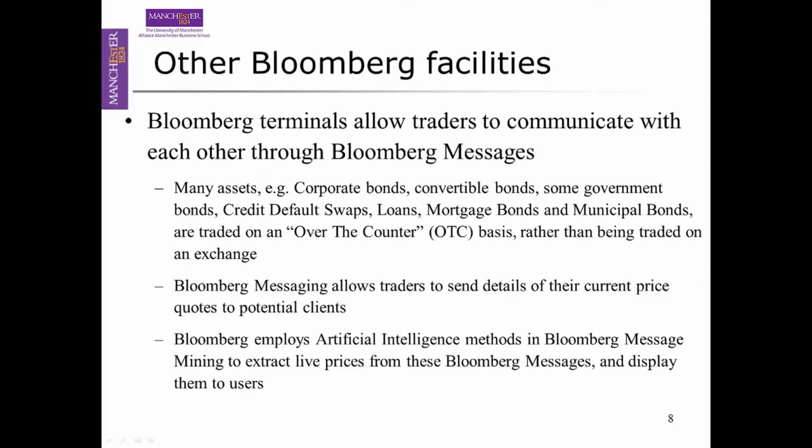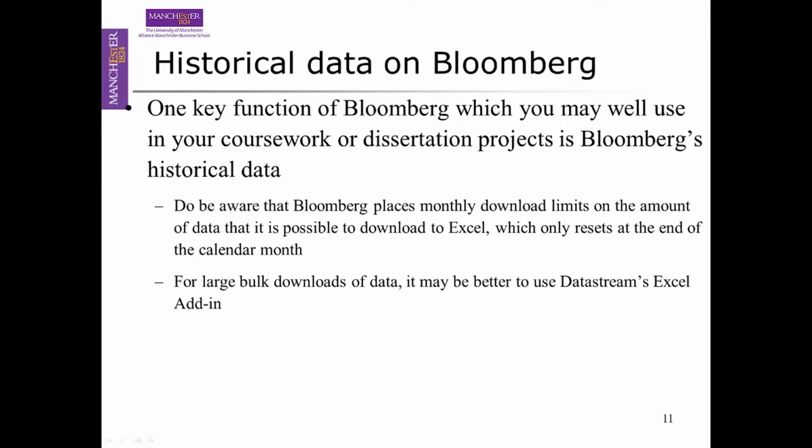Many assets, for instance corporate bonds, convertible bonds, some government bonds, credit default swaps, loans, mortgage bonds and municipal bonds, are traded on an over-the-counter basis rather than being traded on an exchange. Bloomberg messaging allows traders to send details of their current price quotes to potential clients. Bloomberg also employs artificial intelligence methods in Bloomberg message mining to extract live prices from these Bloomberg messages and display them to users.